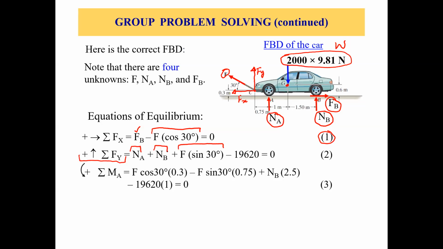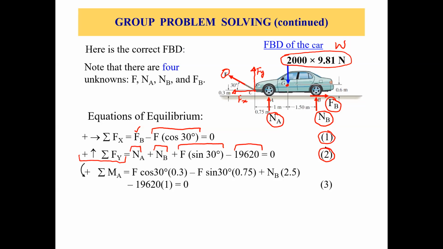Then we have the weight acting downwards, which is 2000 times 9.81, which gives 19,620 newtons, equals 0. So let's call this equation 2. Now we have these two equations, but we have 4 unknowns, so we need at least 4 equations.